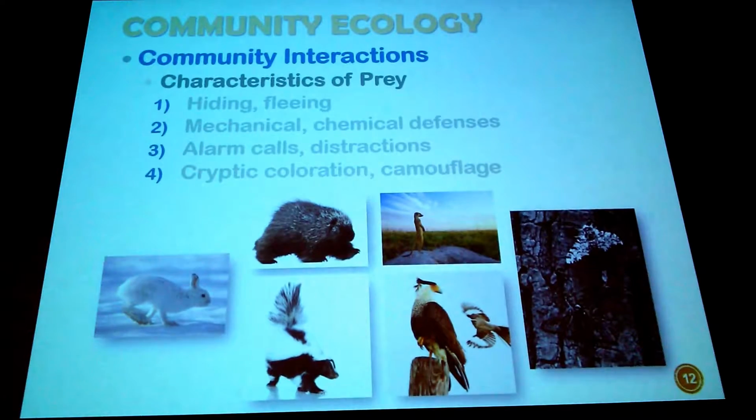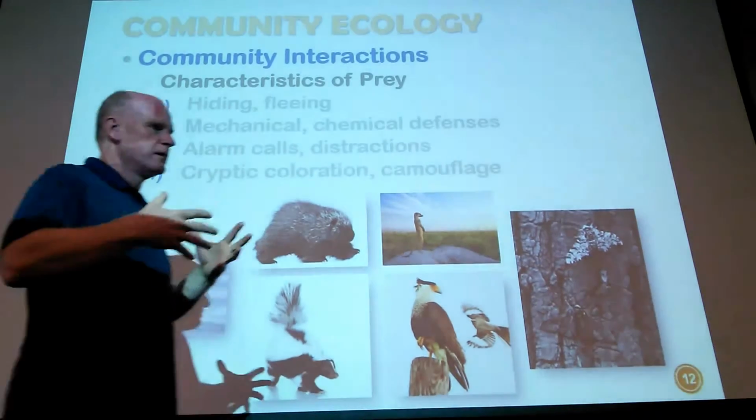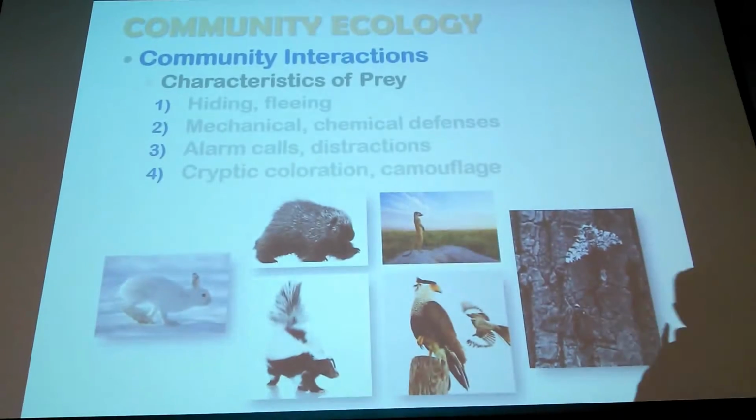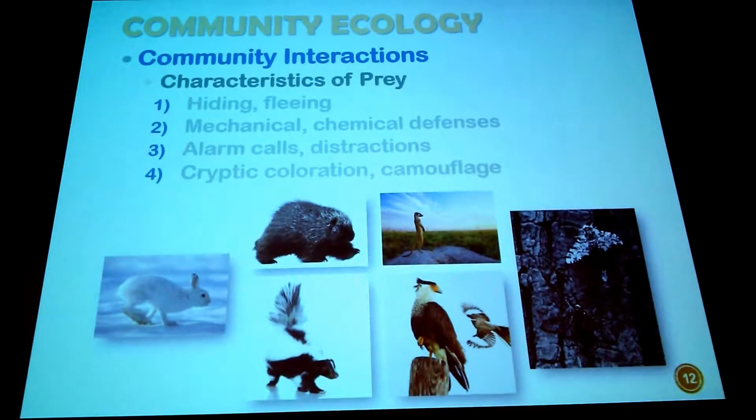Alarm calls, distractions. We've got meerkats. Anytime you look at meerkats, there's usually always one looking. Usually looking up because that's where most of the predators come from, the sky, in the form of something like a hawk or an eagle or some kind of bird of prey. Once they see one, they make a noise, everybody scrambles underground.